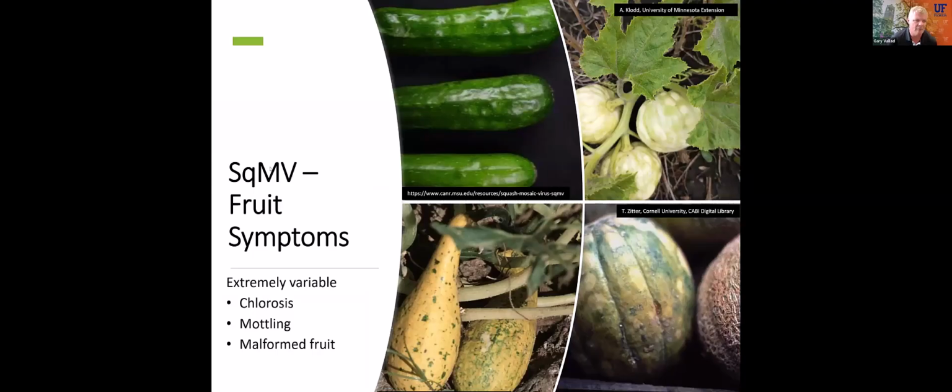Squash mosaic virus also causes symptoms on fruit. They're extremely variable. Again, it can consist of chlorosis of the fruit, mottling, and also malformed fruit, as seen here on the zucchini, the pumpkins here, squash here. And here's an example of a muskmelon where it caused the chlorosis, but also it prevented the netting from developing on the mature fruit.